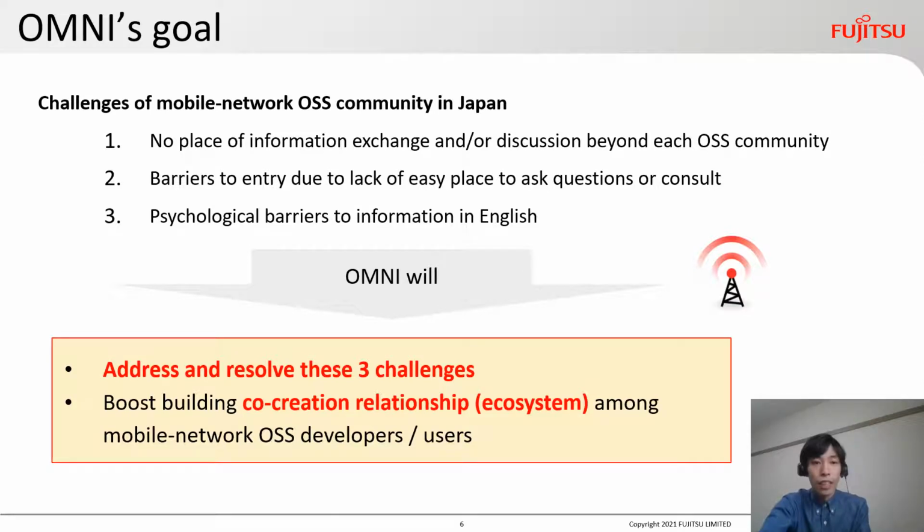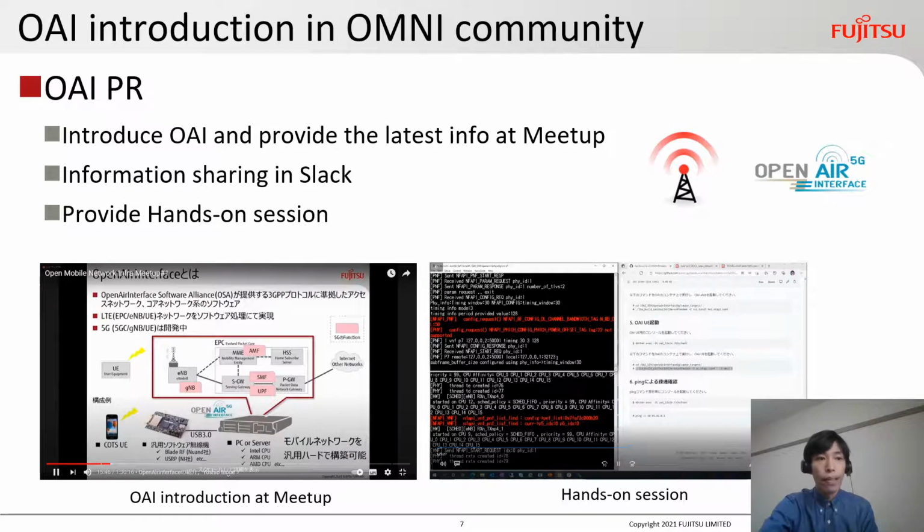OMNI has been established to ease these challenges, and OMNI aims to establish co-creation relationship and ecosystem among engineers involved with mobile network open source software. In this OMNI community, we keep advertising OAI. In some Meetup or Slack, we have introduced OAI and provided the latest topics.